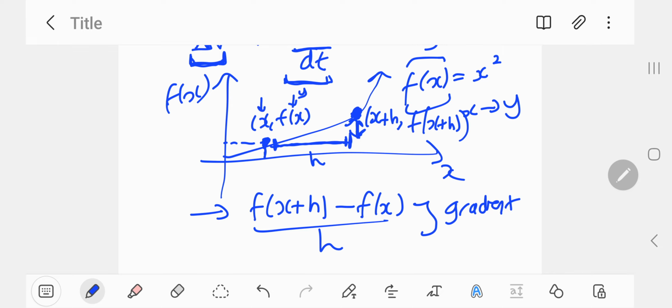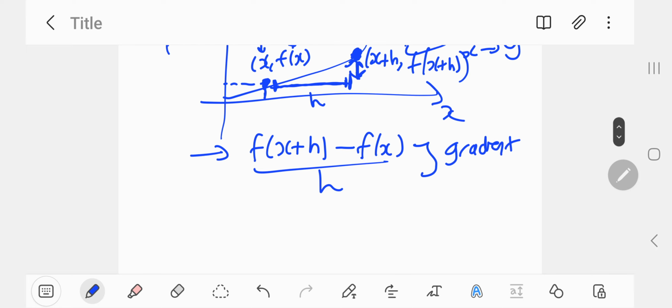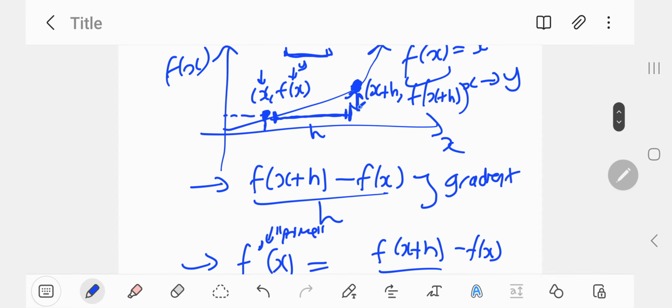To turn this expression into a derivative, the derivative of the parabola, we need to write f prime of x, or f dash x, which just means the derivative of f of x, the derivative of the parabola. That's equal to the gradient, f of x plus h minus f of x over h. But we also need to add something else. We need to make h very, very small. In fact, we need to make sure it approaches 0 so as to get the precise rate of change of the function between the points f of x and f of x plus h.